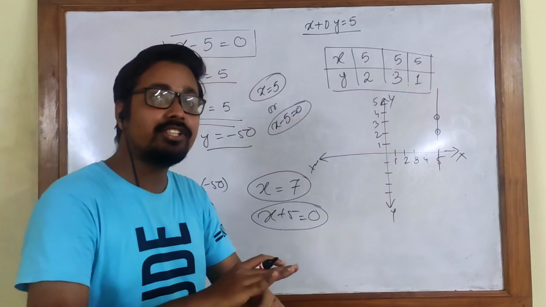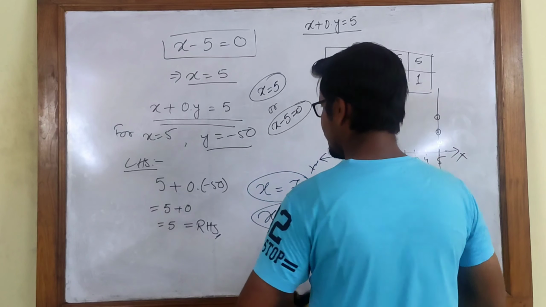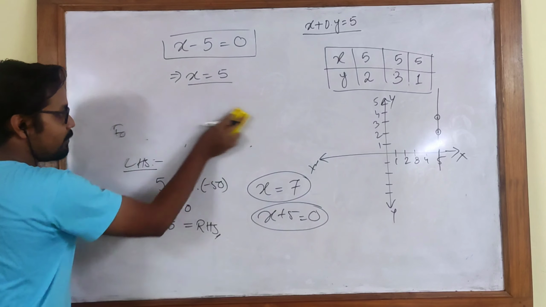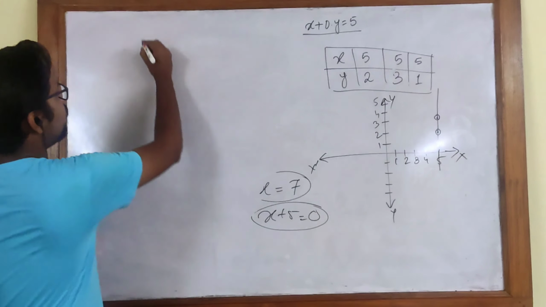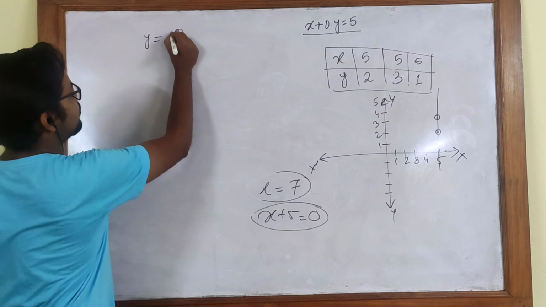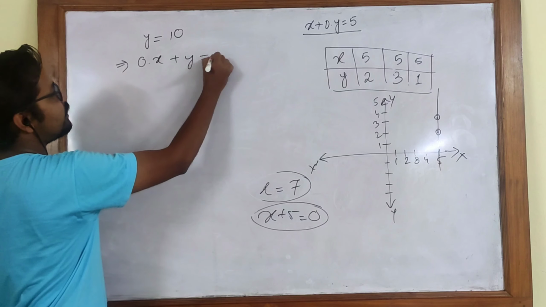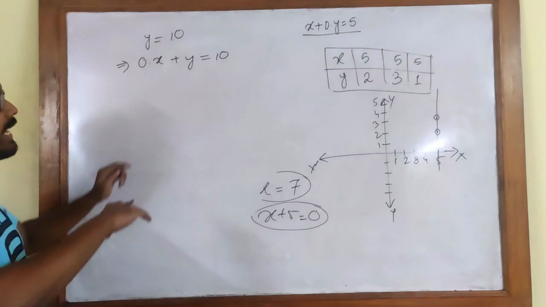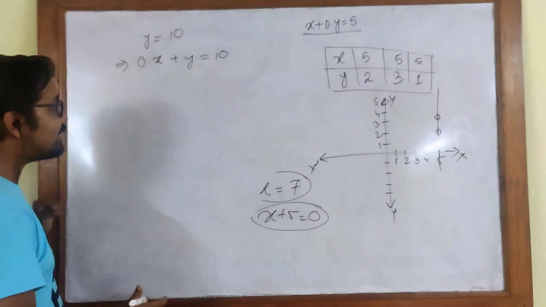And the opposite is true for the x-axis. If any equation is given where we are given the value of y but not the value of x, suppose y equal to 10, in this case we can write 0 into x plus y equal to 10. So what happens here? x can have any value but y can have only one value, that is 10.